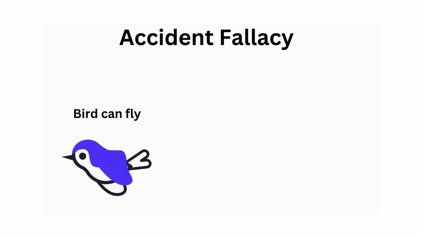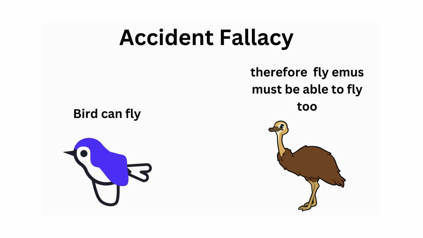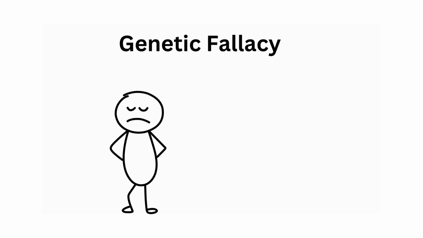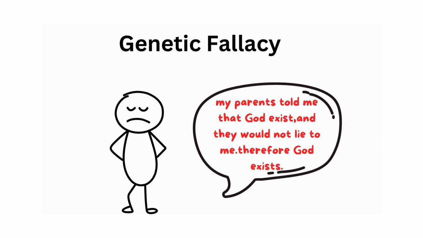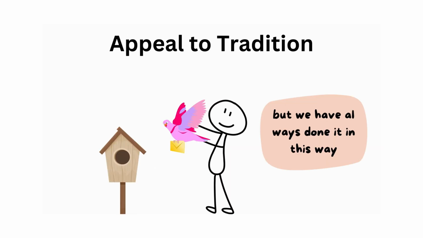Accident fallacy. This occurs when a general rule is applied to a specific case where the rule doesn't apply. Genetic fallacy. This occurs when someone judges the merit or validity of an idea based on its source or origin, rather than its content. Appeal to tradition. This happens when someone argues that something should be done a certain way because it's how it's always been done.